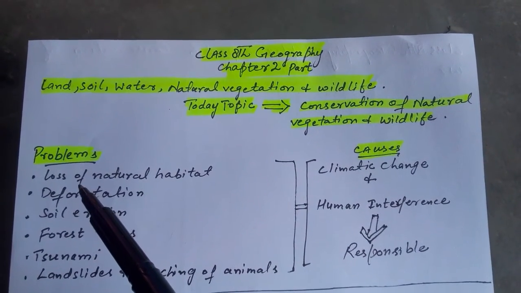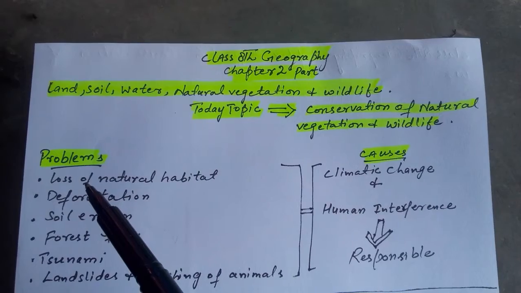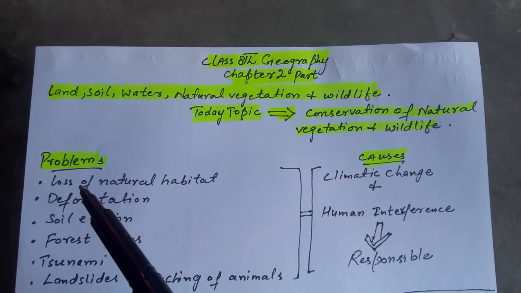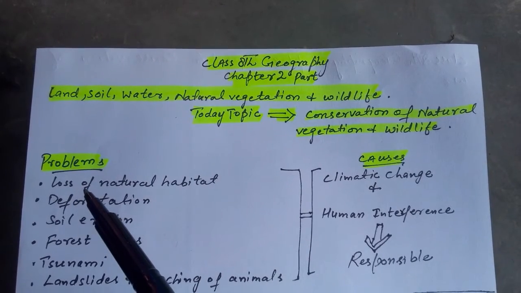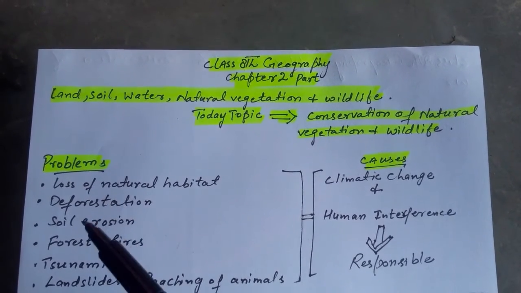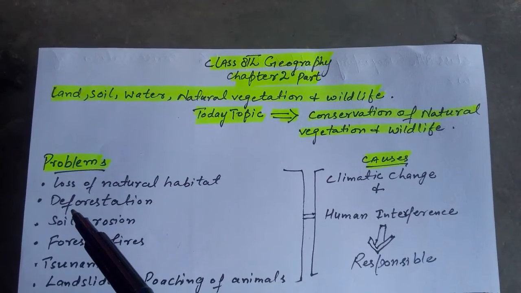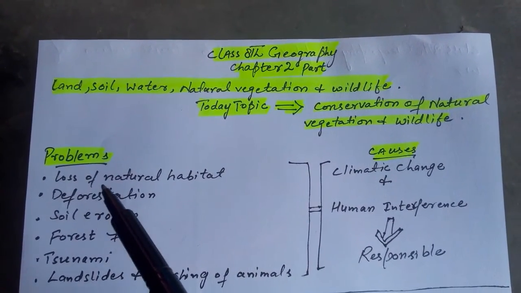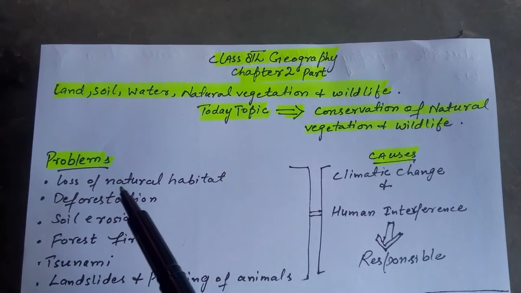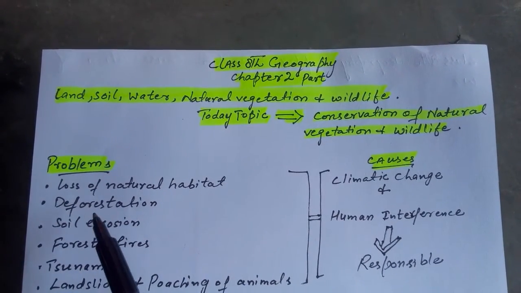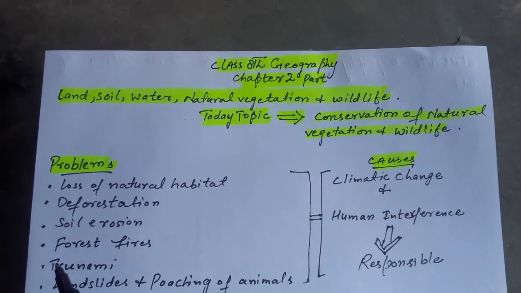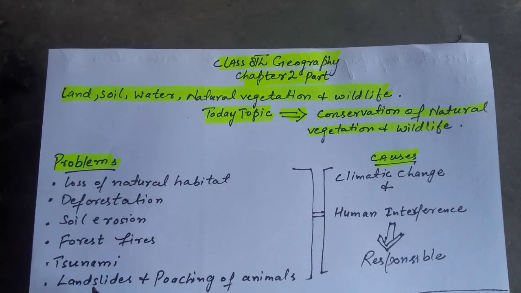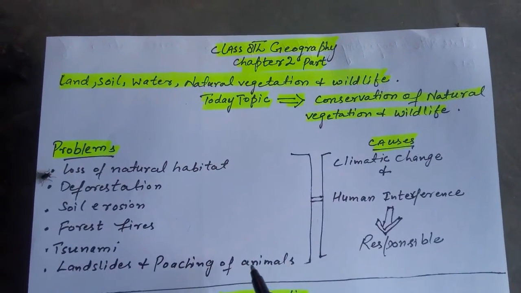First of all we will learn about some problems and causes, and after that we will learn about conservation and how to conserve wildlife resources. So first one is problems. The first problem is loss of natural habitat, the second one is deforestation, the third one is soil erosion, and the next ones are forest fire, tsunami, and last, landslides and poaching of animals.